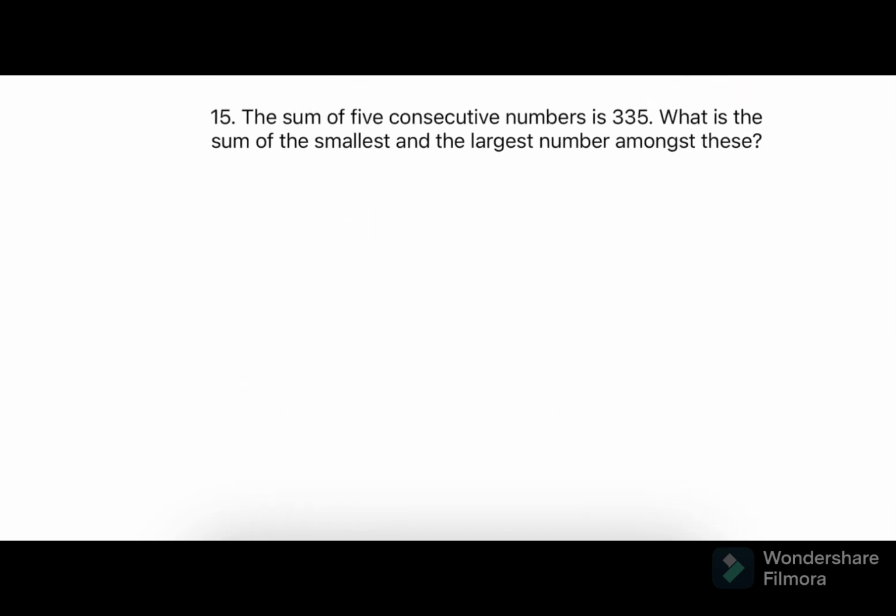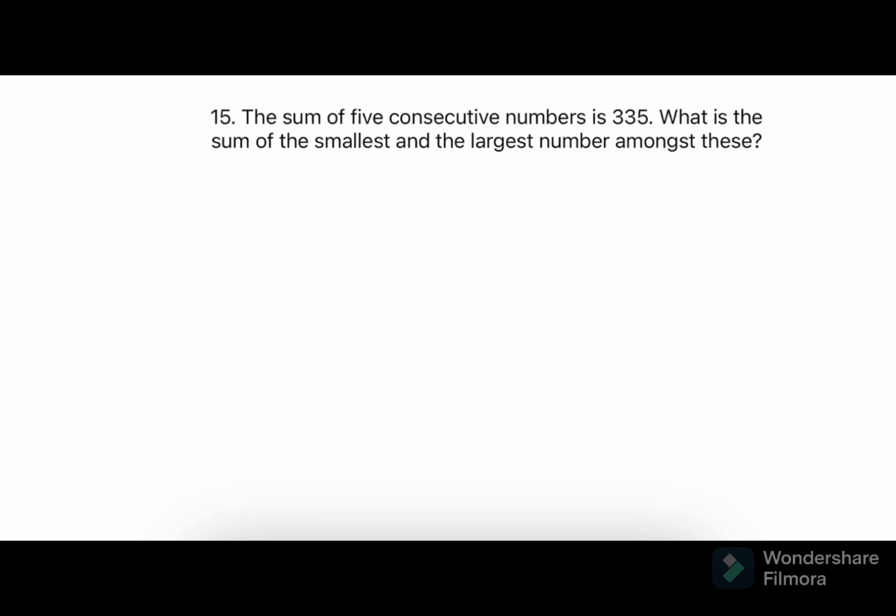Next question. The sum of 5 consecutive numbers is equal to 335. What is the sum of the smallest and the largest number amongst these? So let us consider that the first number is equal to x. It is a consecutive series, meaning the difference between the successive numbers is equal to 1.